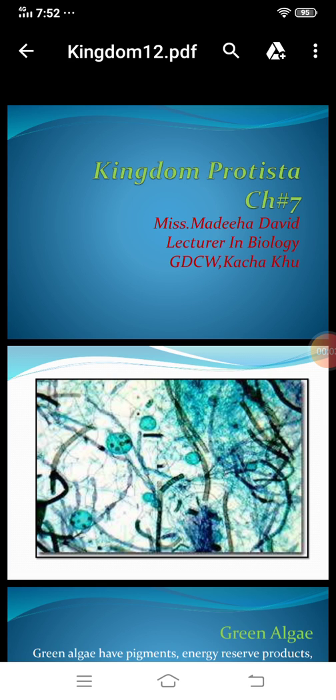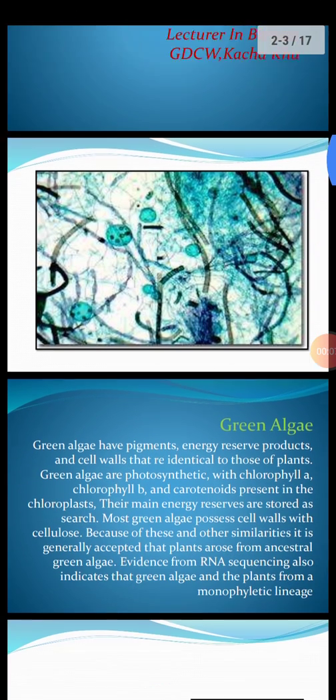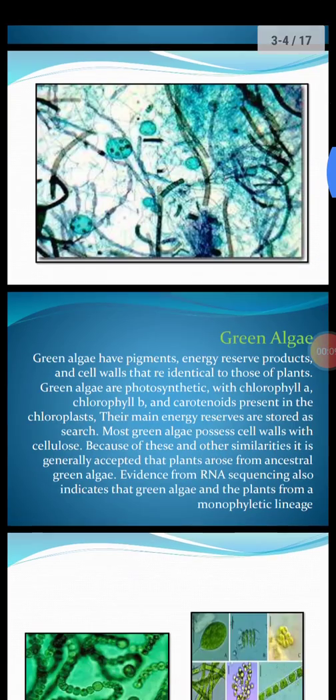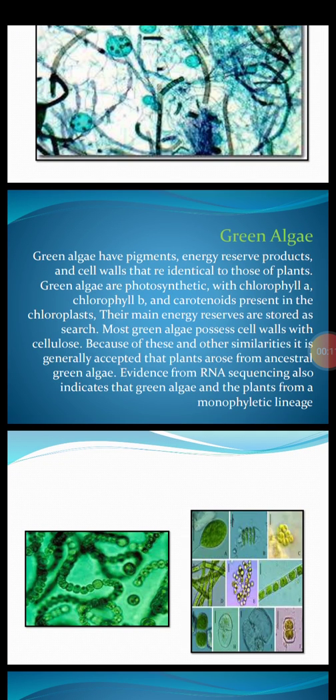Dear students, today in Kingdom Protista, you will learn about algae. As the picture is shown, first is green algae. Green algae, as the name suggests, have pigments, energy reserve products, stored food, and cell walls that are identical to those of plants.